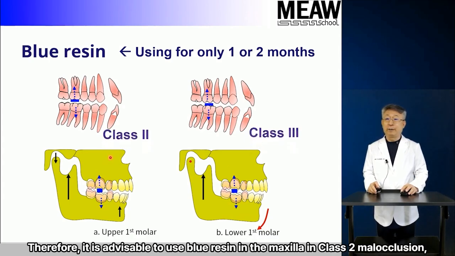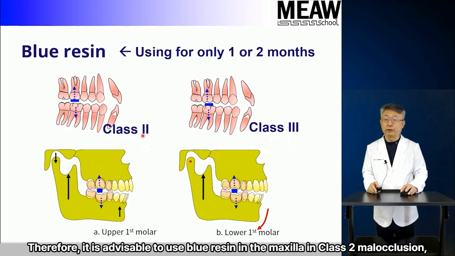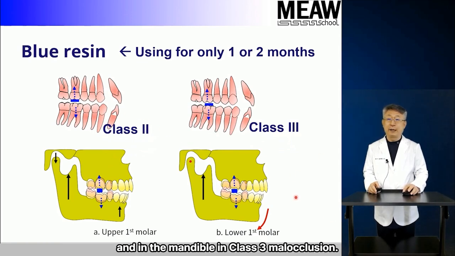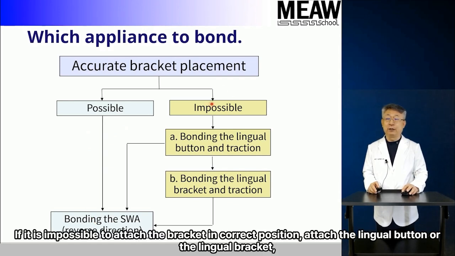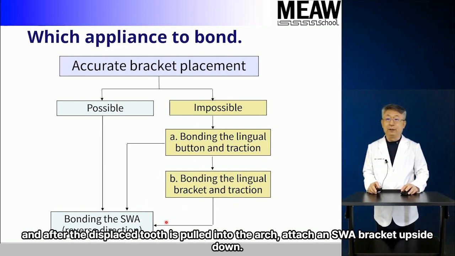Therefore, it is advisable to use blue resin in the maxilla in Class 2 malocclusion, and in the mandible in Class 3 malocclusion. If the bracket can be attached in the correct position, attach the SWA bracket upside down. If it is impossible to attach the bracket in correct position, attach the lingual button or the lingual bracket. And after the displaced tooth is pulled into the arch, attach an SWA bracket upside down.